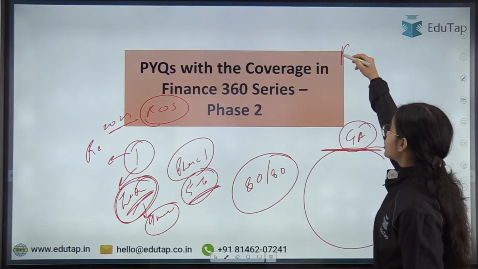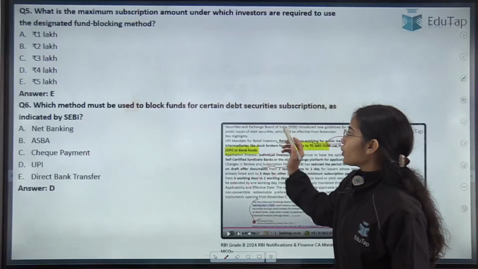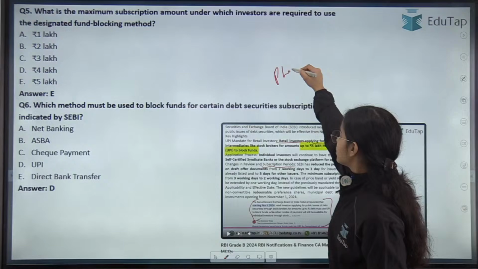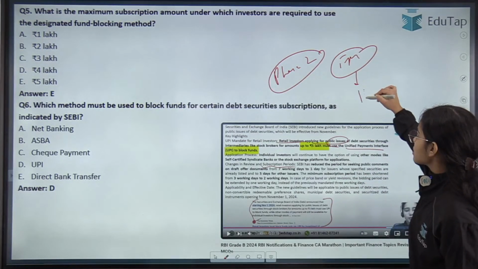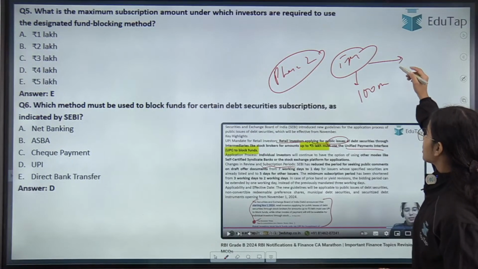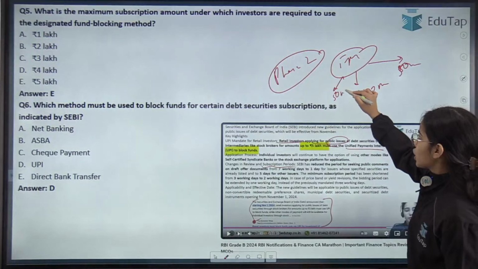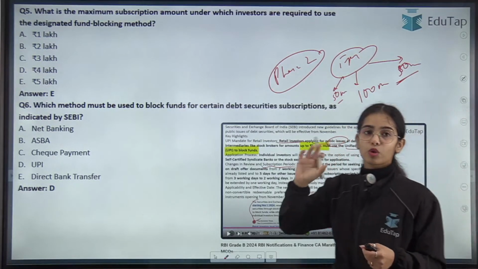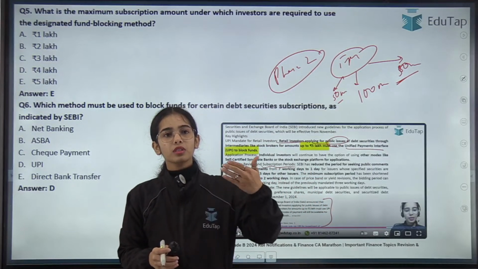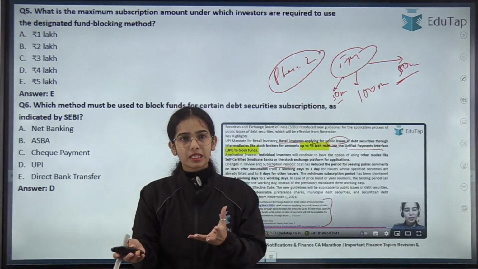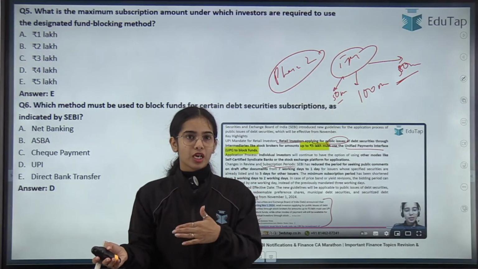Now, how much coverage did the Finance 360 degree provide in phase 2? As you know, in phase 2, the finance and management part is of 100 marks, out of which the objective is 50 marks and descriptive is 50 marks. So in the descriptive, there was no question from the finance current affairs or from the notifications and press releases of the RBI.